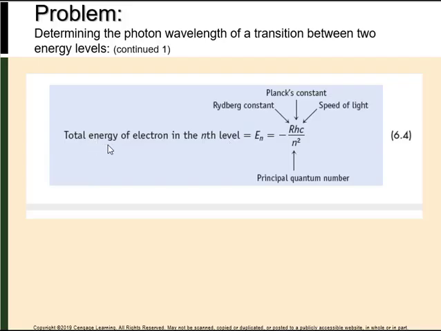This is able to tell us the energy of an electron in the nth level: E_n is equal to the Rydberg constant times Planck's constant times the speed of light, all divided by the principal quantum number squared. Now remember, n equals 1 is located in the orbit that's closest to the nucleus and has the lowest or most negative energy. And as the value of n increases, the distance of the electron from the nucleus increases, and the energy of the electron becomes higher or less negative.